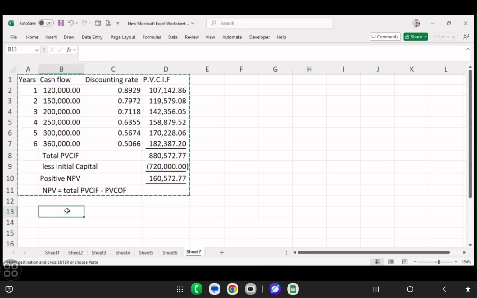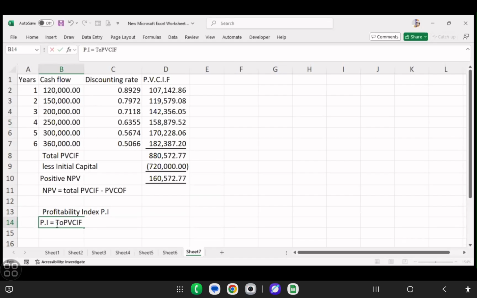I will give two formulas for profitability index. This one we call the PI. We say that PI is equal to present value cash inflow, that is the total present value cash inflow, you divide by the present value cash outflow.